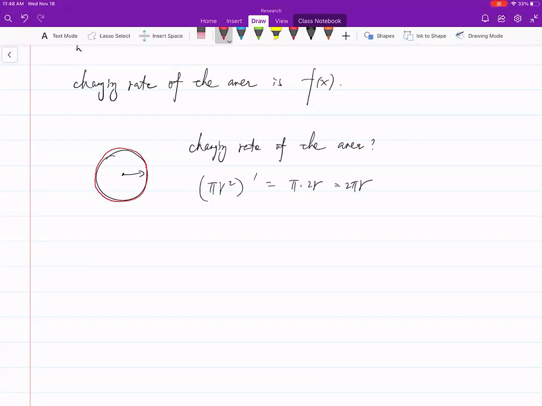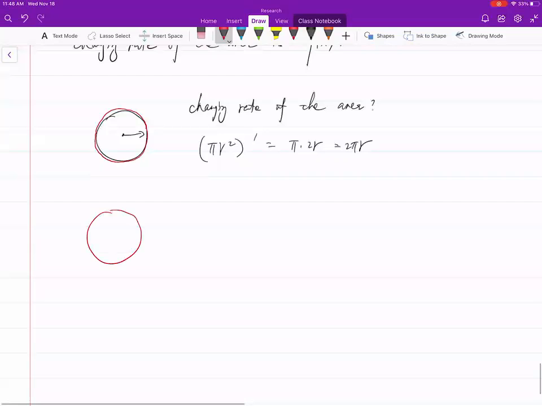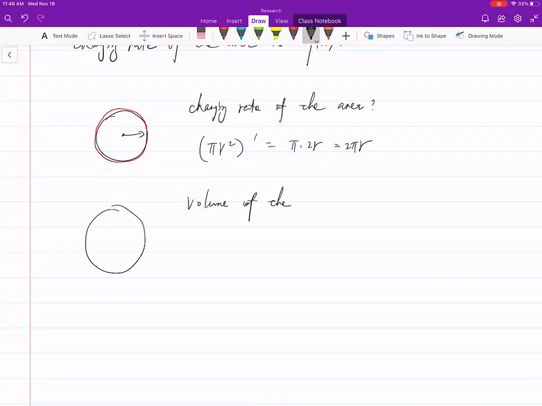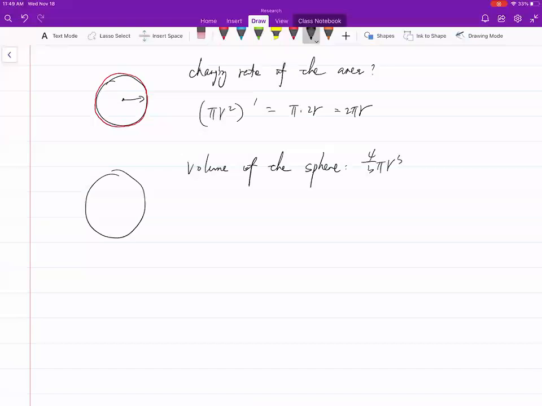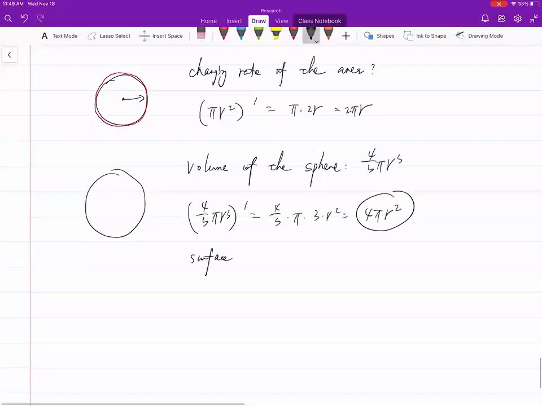Good so far? Second, what about a sphere? Do you know the volume of a sphere? Four thirds pi r cubed. Good so far? What's the changing rate of your sphere as you increase the radius? That's going to be 4 thirds times pi times 3r squared, which is 4 pi r squared. Does anybody know what this formula is for? That's the surface area. Coincidence?